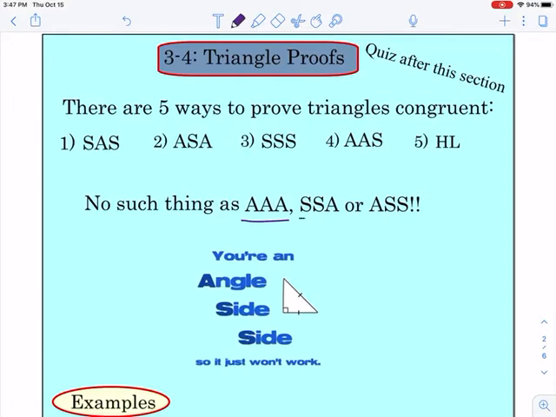You can't have side, side, angle. We've talked about that. And again, if you want to be literal here and you take that and you flip it around and you spell it the other way, same thing. You cannot have that. It's just not going to work. So you can't prove triangles congruent that way.